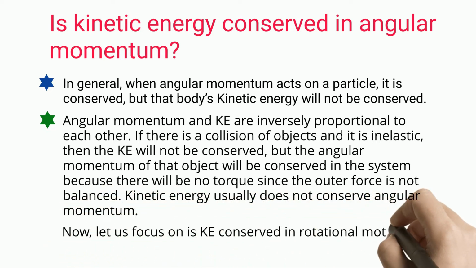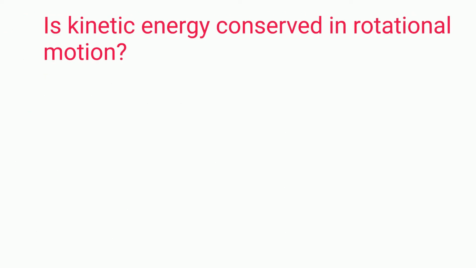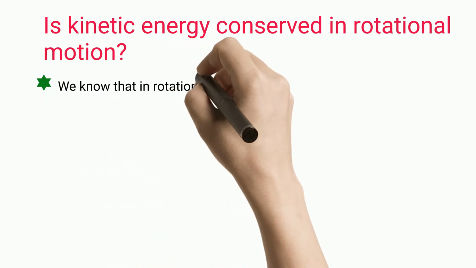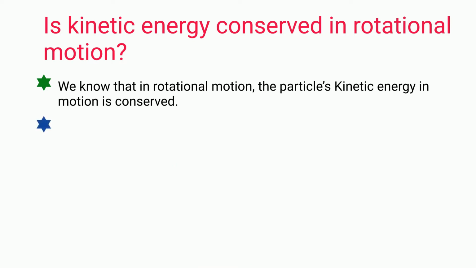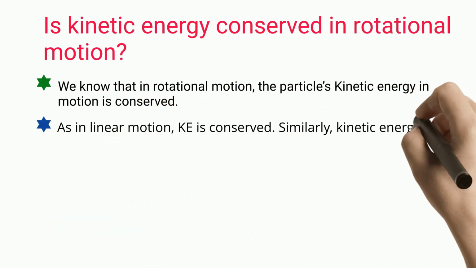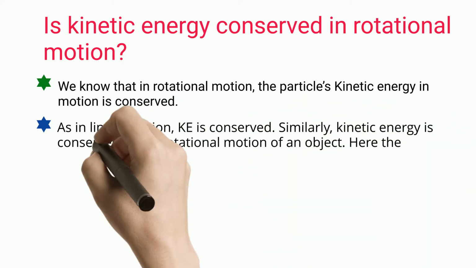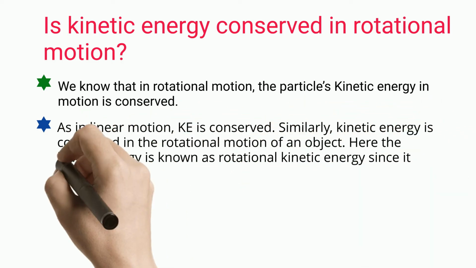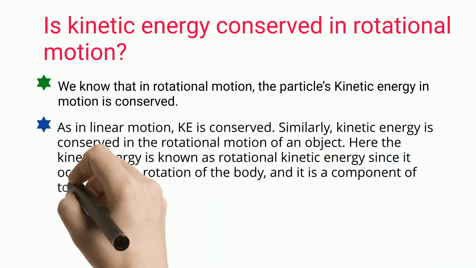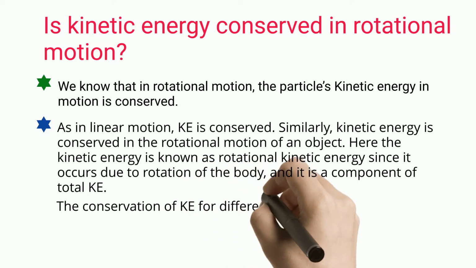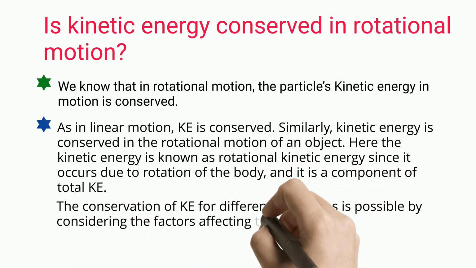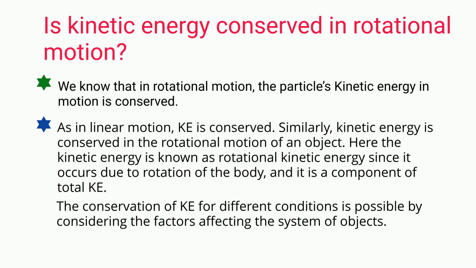Now, let us focus on whether KE is conserved in rotational motion. Is kinetic energy conserved in rotational motion? We know that in rotational motion, the particle's kinetic energy in motion is conserved. As in linear motion, KE is conserved. Similarly, kinetic energy is conserved in the rotational motion of an object. Here the kinetic energy is known as rotational kinetic energy since it occurs due to rotation of the body, and it is a component of total KE. The conservation of KE for different conditions is possible by considering the factors affecting the system of objects.